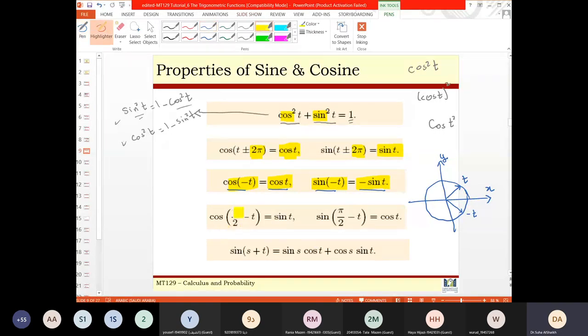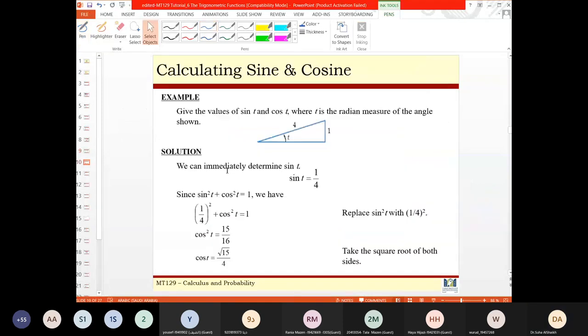Also we have cosine of pi over 2 minus t equal to sine t, and sine of pi over 2 minus t is cosine t, and sine of s plus t is sine s cosine t plus cosine s sine t. But the most important ones are this, this, and this. Okay? Any question here?